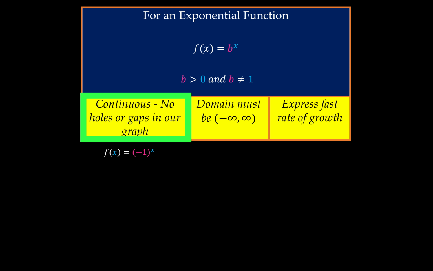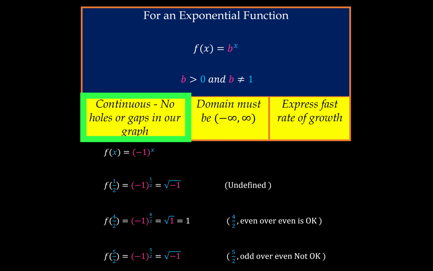See, if we let the base be a negative number, then every exponent with an even denominator will produce an undefined output. This is because it would lead us to taking the square root of a negative number. Since there are an infinite amount of numbers with an even denominator, there would be an infinite amount of holes in our graph.